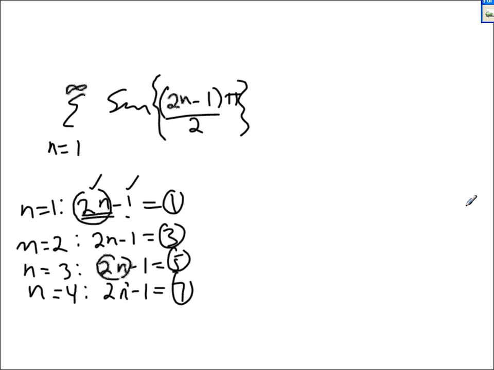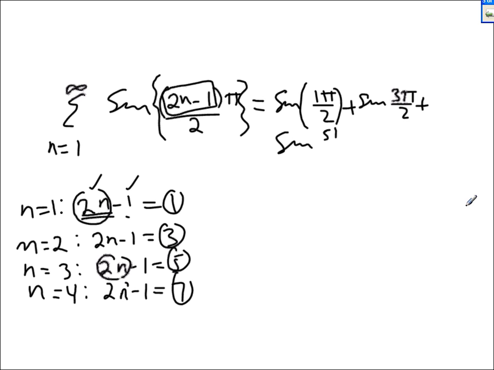Okay, so let's look at that. What you get is the sine of 1 pi over 2, the pi over 2 doesn't change, plus the sine of 3 pi over 2 plus the sine of 5 pi over 2 plus the sine of 7 pi over 2, etc. The number of pi over 2's is 1, 3, 5, and 7.